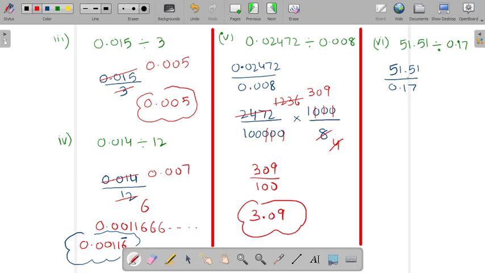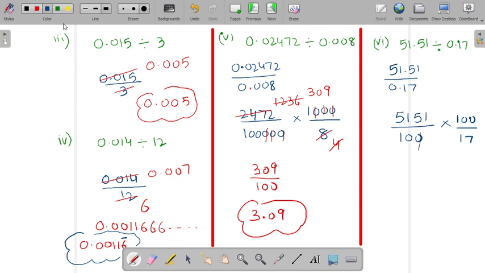In sixth part, again in the denominator there is a decimal sign. So what we will do? We will remove the decimal first. So 51 upon 100 we will write it. And the denominator is 0.17. So what we will do? After decimal there are two digits. So while doing the reciprocal, its two zeros will go on the upper side.